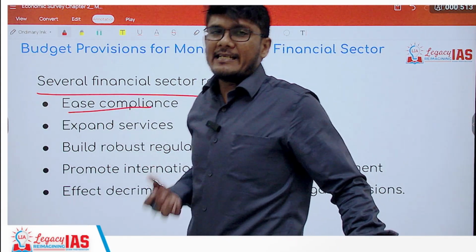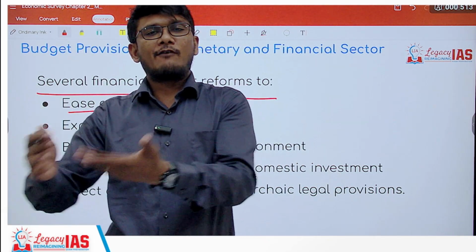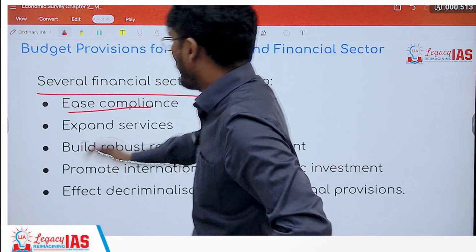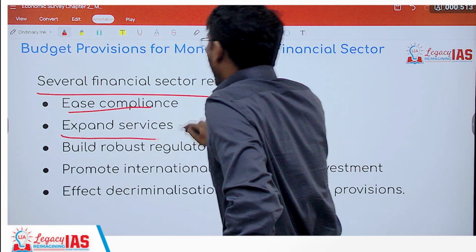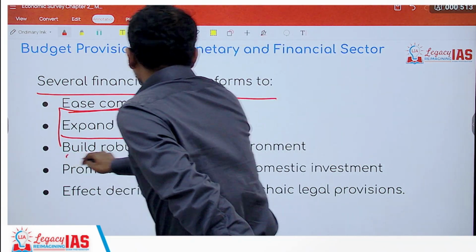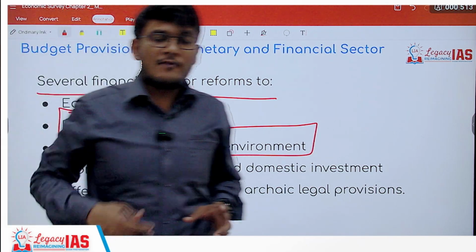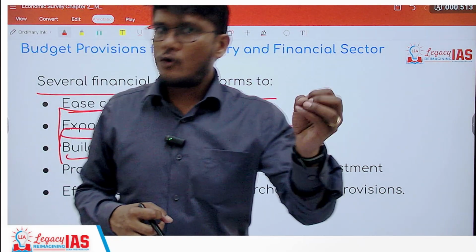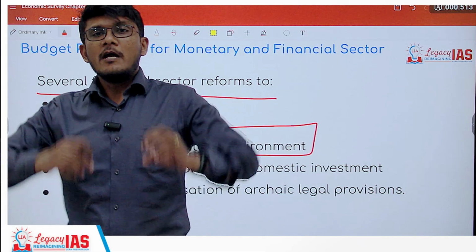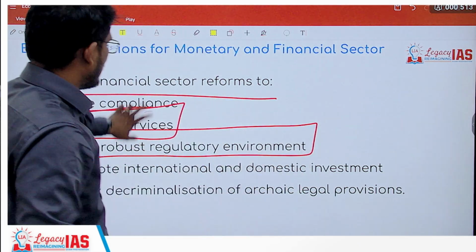Compliance to be made easy. If you are worried about complying only, when will you do business? When will you have time to do business? That is why ease of compliance. Plus, expanding the services that are presently available to the people. Build a robust regulatory environment, which is strong to punish the people who are doing wrong, at the same time trustworthy for the people who are doing well and incentivize them. So carrot and stick method.